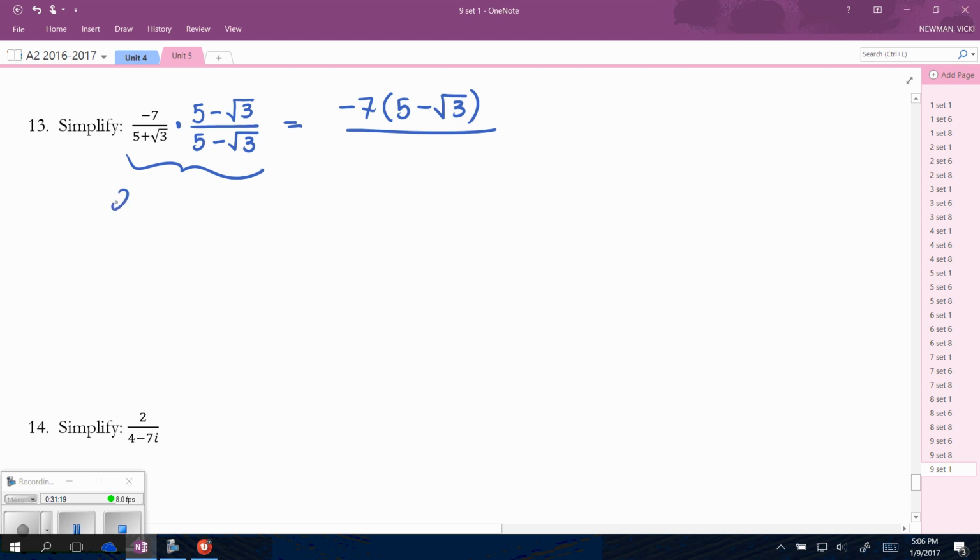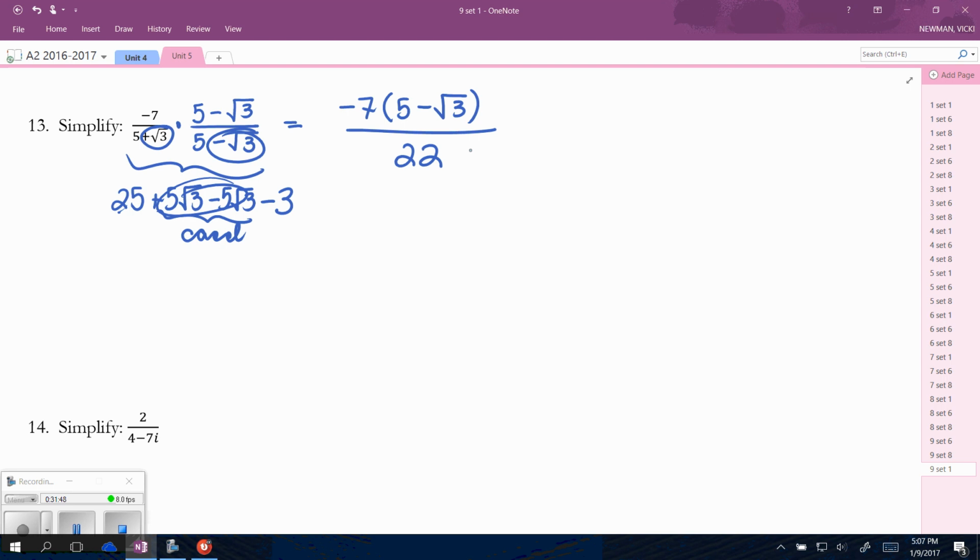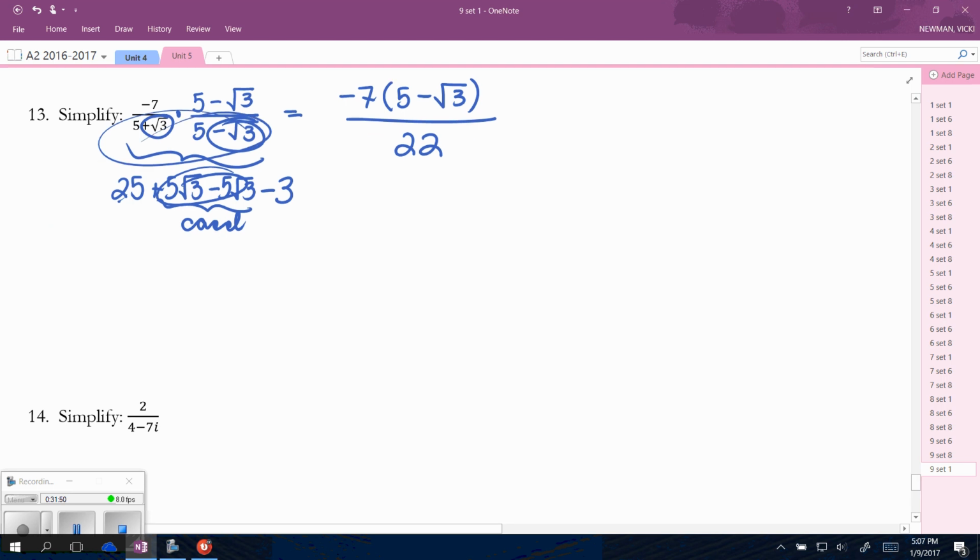So 5 times 5 is 25. The middle terms, if you're using the conjugate, should cancel. So 5 plus rad 3 minus 5 rad 3. Here's the big deal. Positive times negative is always negative, and that'll be 3. These two cancel. So 25 minus 3 is 22. I can't simplify anything, so I'm just going to leave it that way. It's over. You can check that on your denominator on the calculator.